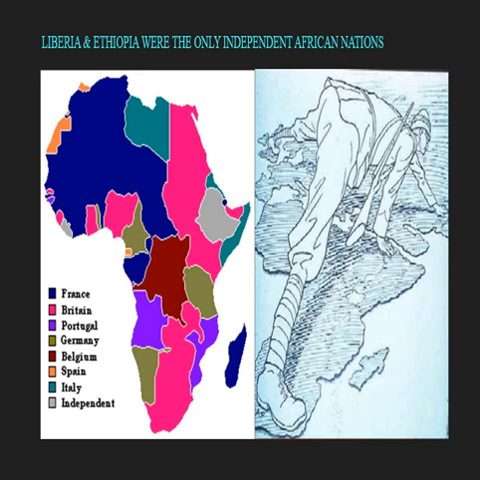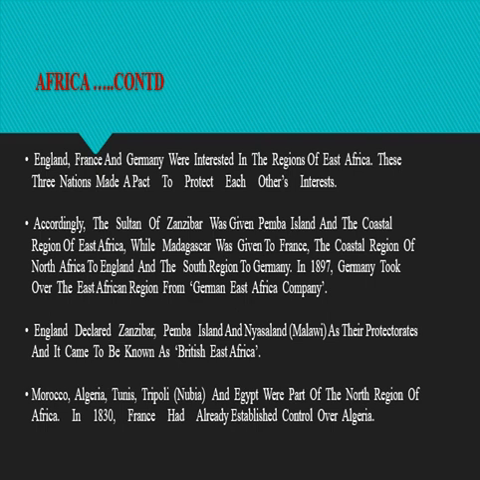Liberia and Ethiopia were the only independent African nations by that time. England, France, and Germany were interested in the regions of East Africa. These three nations made a pact to protect each other's interests. Accordingly, the Sultan of Zanzibar was given Pemba Island and the coastal region of East Africa, while Madagascar was given to France, the coastal region of North Africa to England, and the south region to Germany.